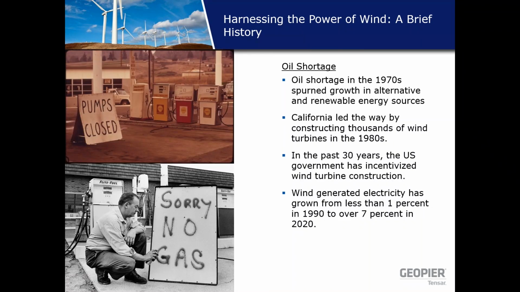However, in the 1970s, there was an oil shortage that forced folks to look to alternate energy sources. California spearheaded that effort by constructing thousands of wind turbines in the 80s. Other states started to follow suit, and over the past 30 years, wind-generated electricity has grown from less than 1% to over 7% in 2020.